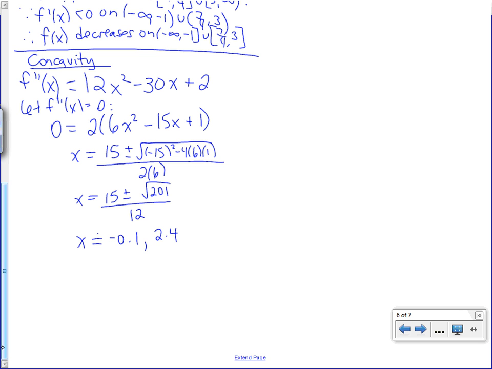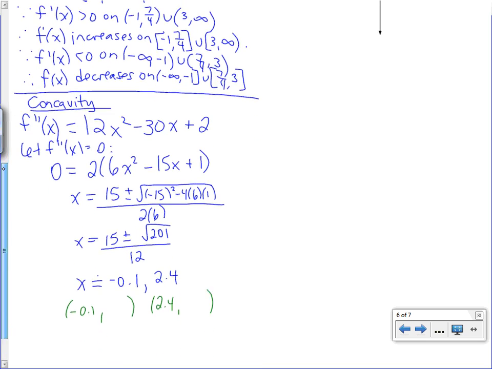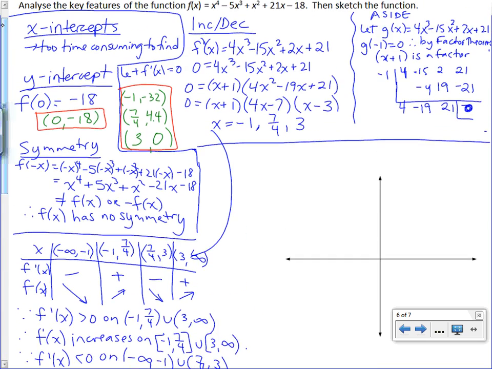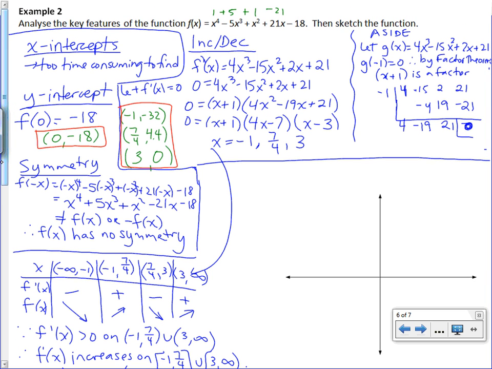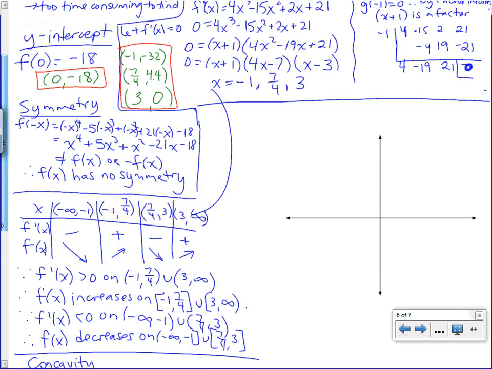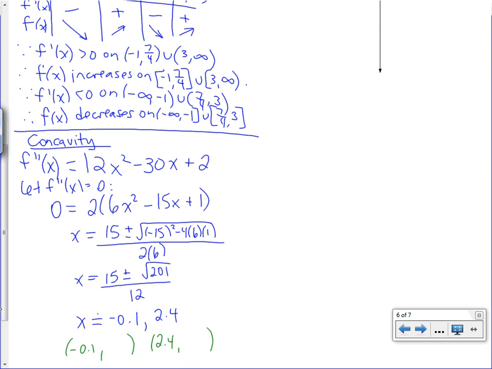And while I'm here, y values. Okay, back to the original. This is the last time we're going back to the original. So negative 0.1. It would actually be better if you use the exact version, because then it'll be a little bit more accurate. So if I go 15 minus root 201 divided by 12.